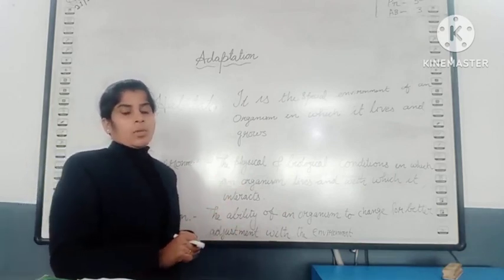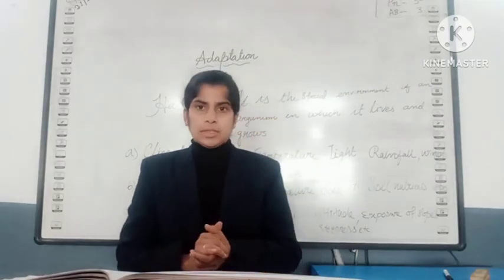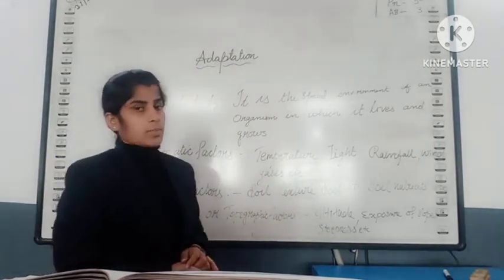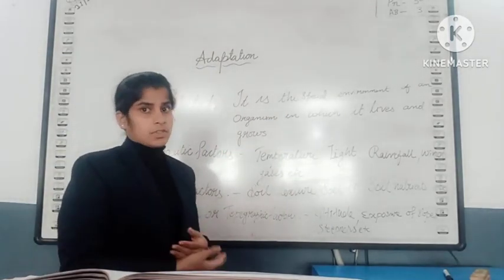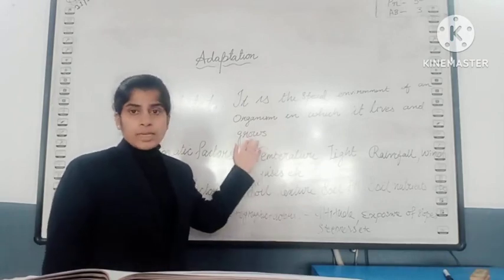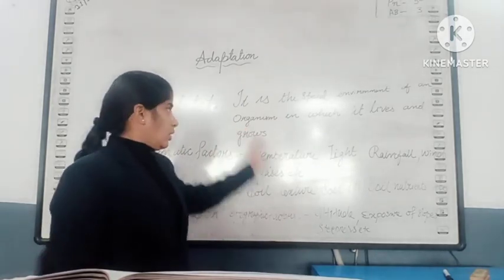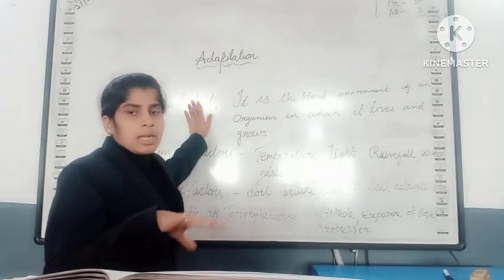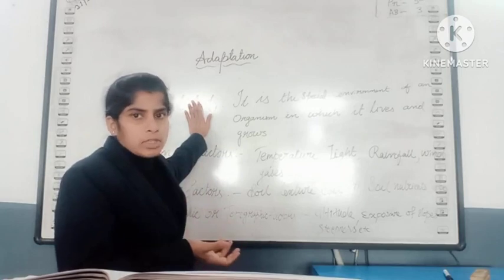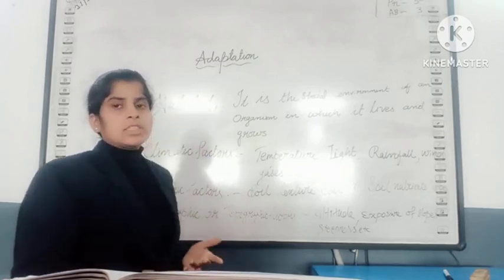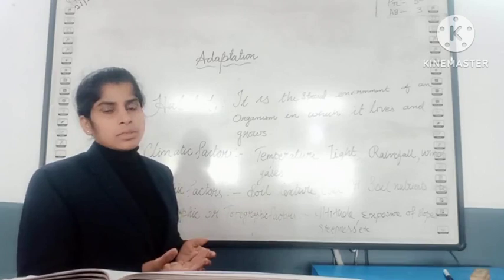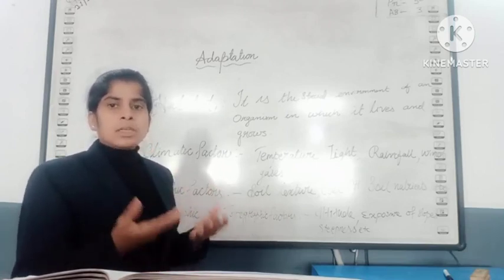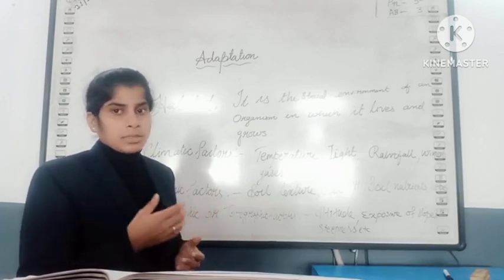Now, habitat. So what is habitat? Habitat is a special environment of an organism in which it lives and grows. That is habitat. In our surrounding medium, that is our habitat. Like fishes, their habitat is where? In the water, maybe in the sea, river, pond, lake. That is their habitat.